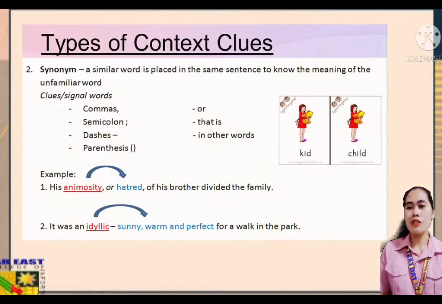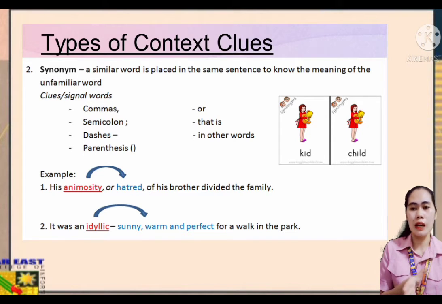Okay? Proceed tayo sa number 2, which is synonym. So, when we say synonym, similar word siya. Kapareho ng meaning ng word. Okay? Similar word is placed in the same sentence to know the meaning of the unfamiliar word. So, meron tayong isang unfamiliar word at merong word na kapareha niya ng meaning. Okay? Ang clue or signal words nito ay commas, pwedeng commas, semicolon, dashes, parentheses, or that is, and in other words.